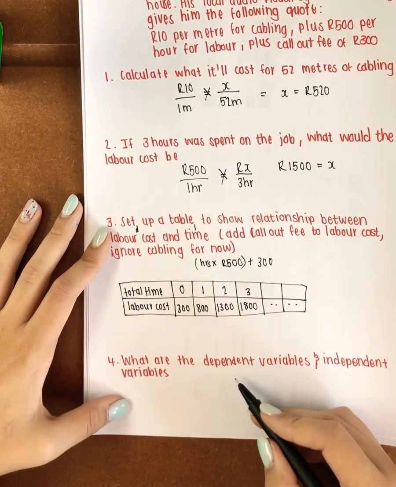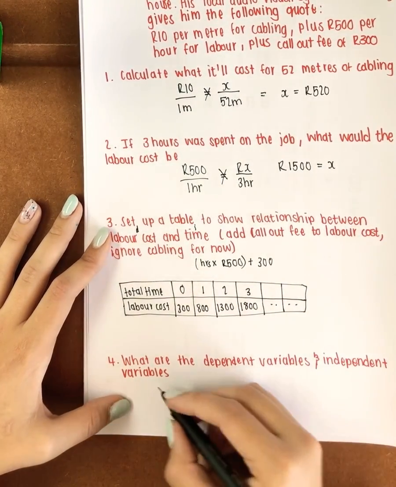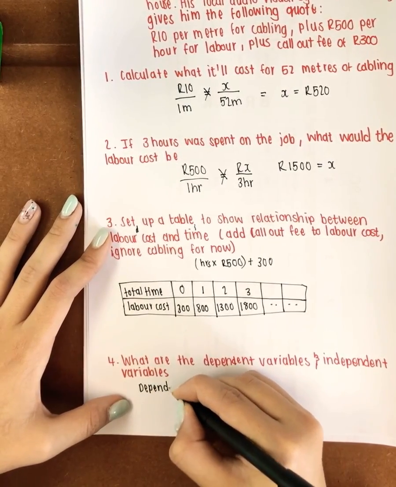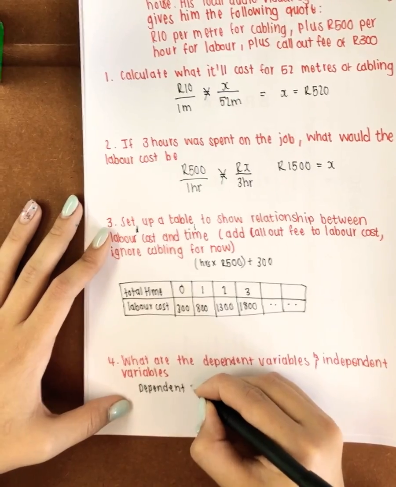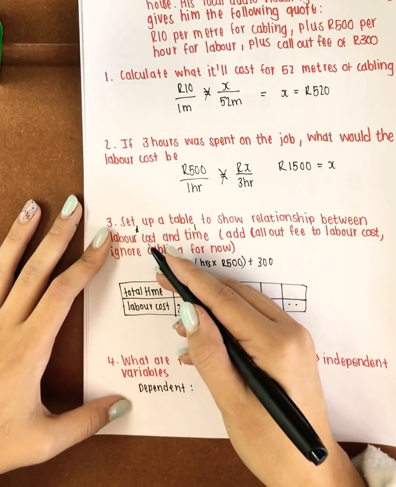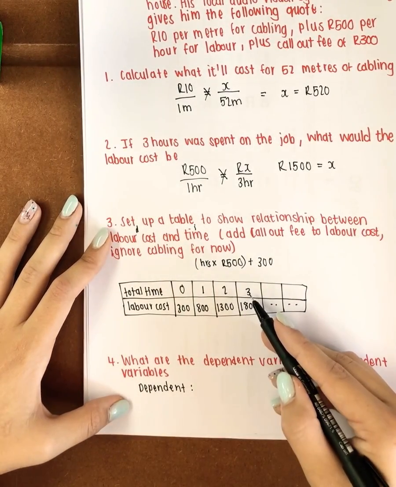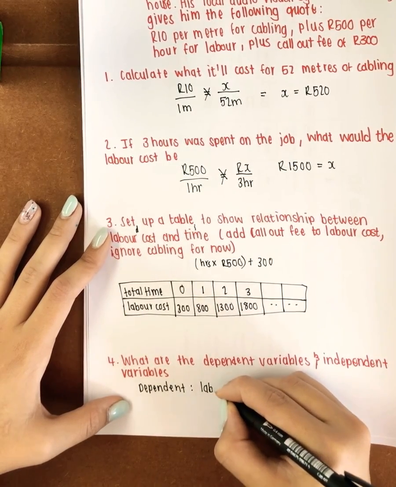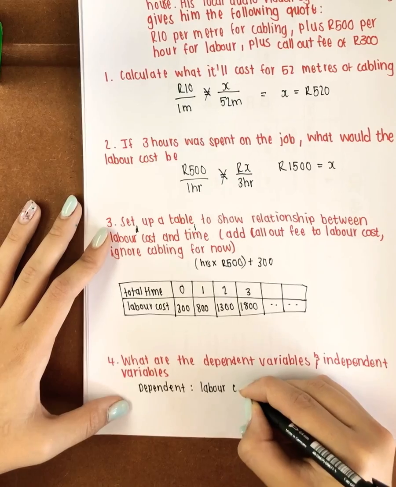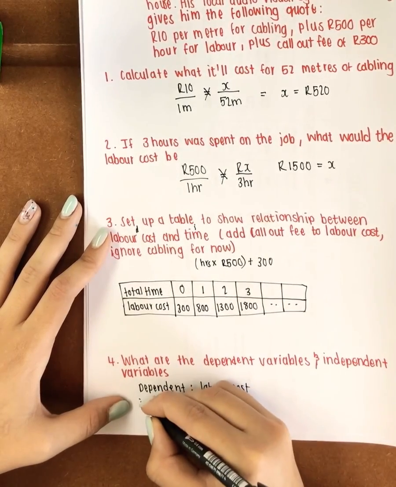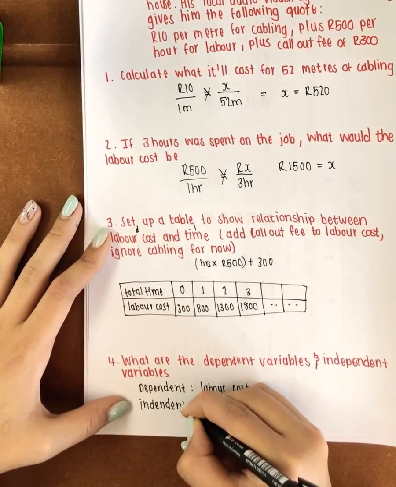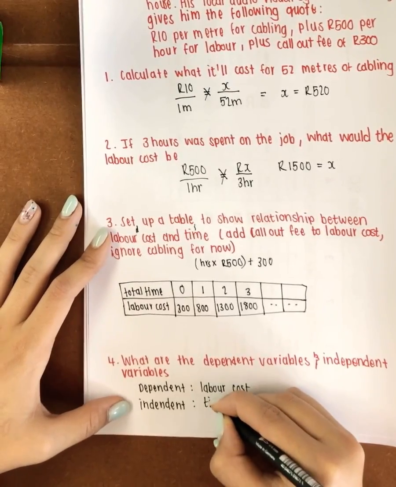Okay, now they ask what are the dependent variables and the independent, and we said the dependent is the total cost because my labor cost depends on how much time they took to complete it. So the labor cost is my dependent, and my independent is the time it took.